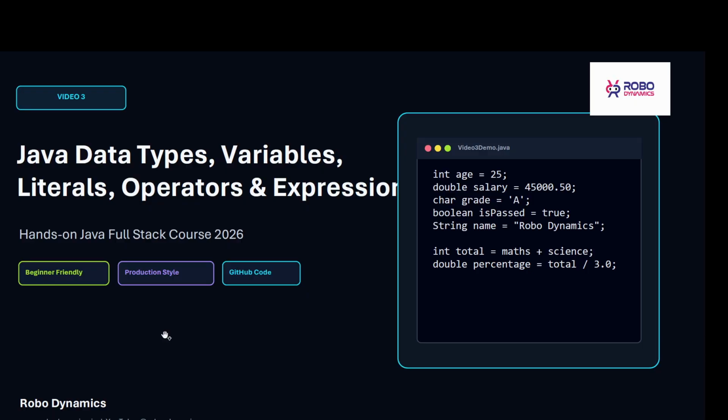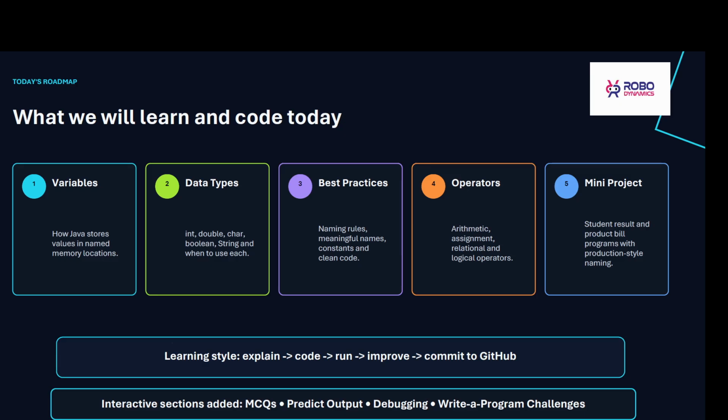In this particular video we are going to learn about data types, variables, literals, operators, and expressions. Now what is the roadmap for this video? We are going to start with variables. A variable is a name given to a memory location. We are going to talk about different kinds of data types called int, char, float, double, etc.